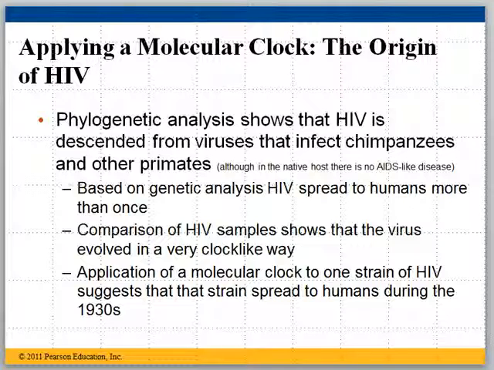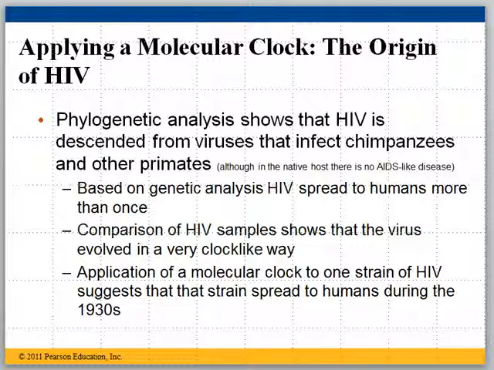Based on genetic analysis, HIV spread to humans more than once. There are actually multiple variations of the virus within the human population, which makes it likely that humans were infected in multiple separate instances. Comparison of HIV samples shows that the virus evolved in a very clock-like way. The virus has a tendency to change in a pattern that can be looked at and noted over time.